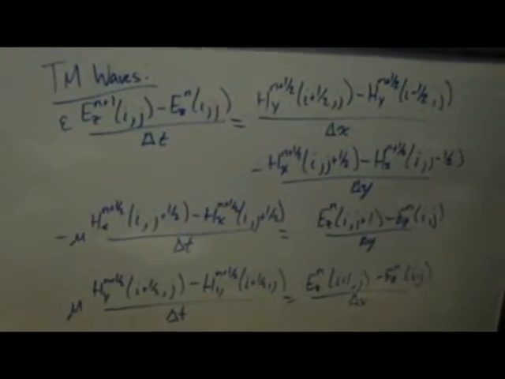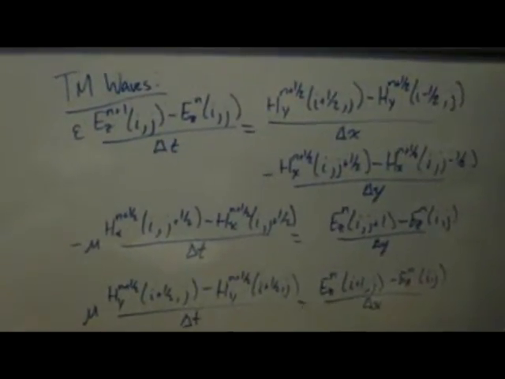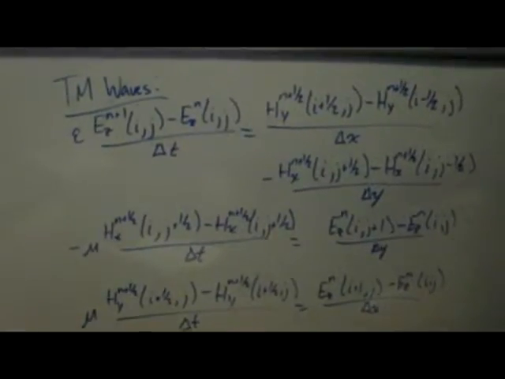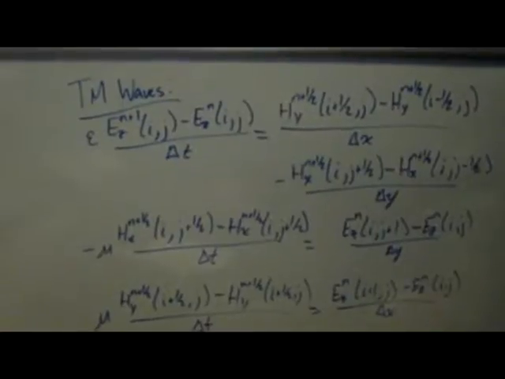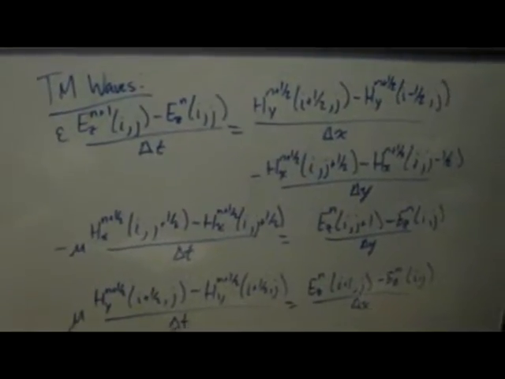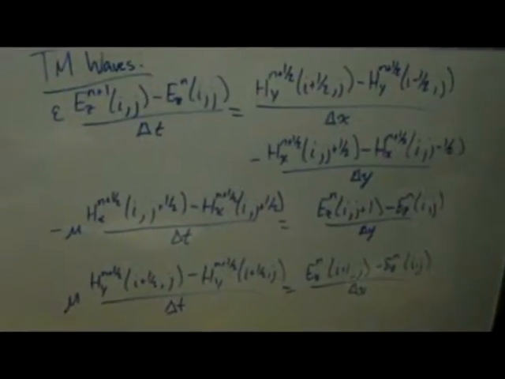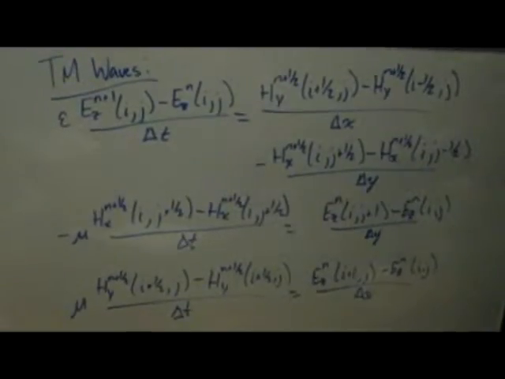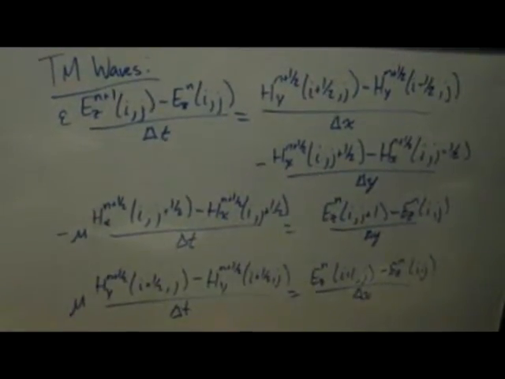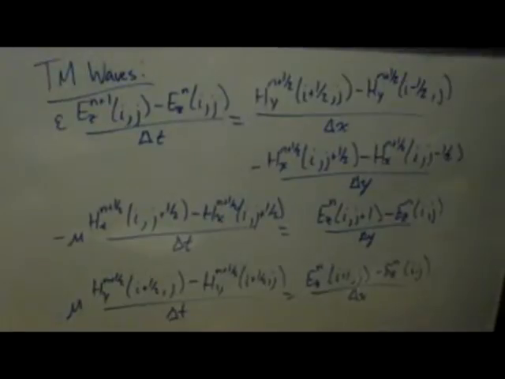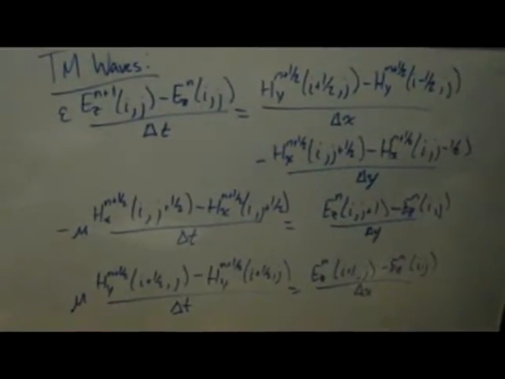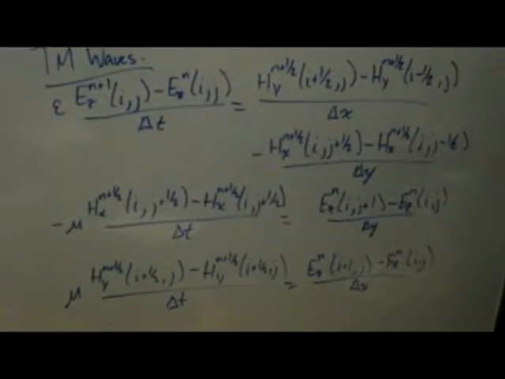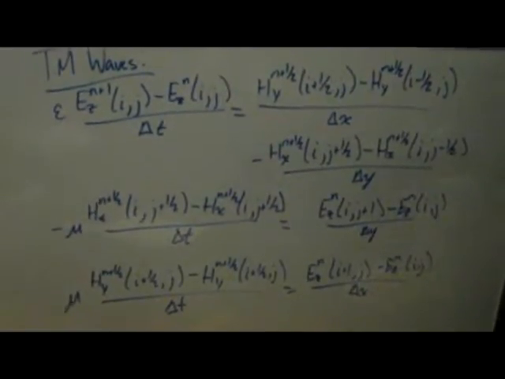In my simulation for this project, I focused on TM waves. So using the central difference and Yee's gridding strategy, I came up with the following finite difference equations. You can also see that the H field is defined on the half time steps, while the E field is defined on whole time steps. Also, the E field is defined on whole spatial steps, while the H field is defined on the half spatial steps.